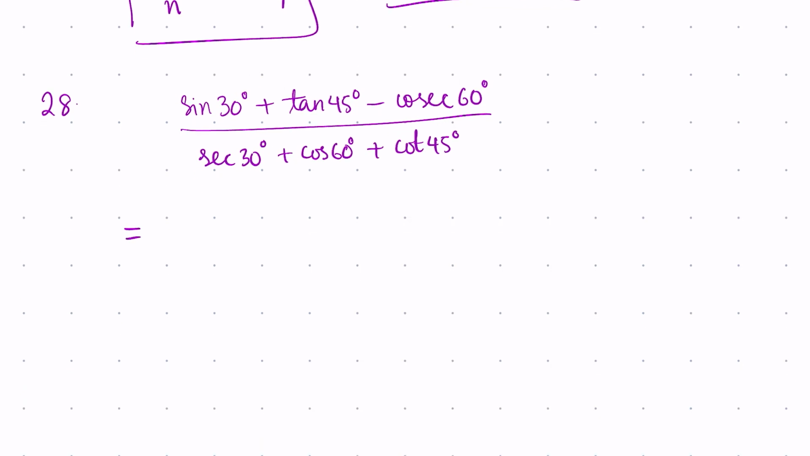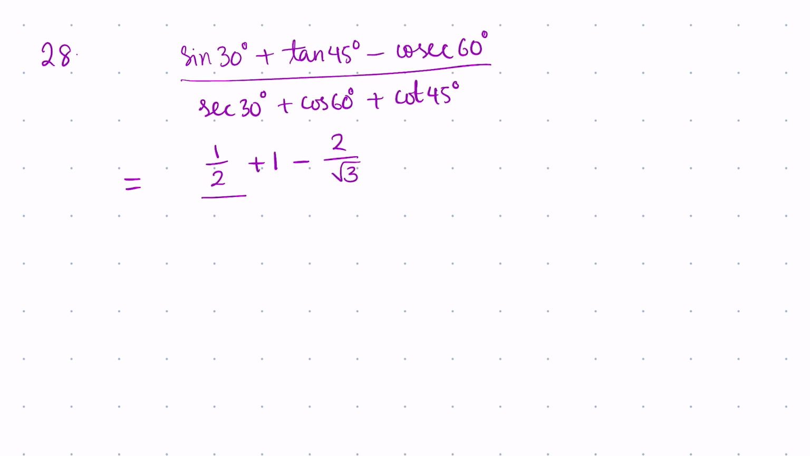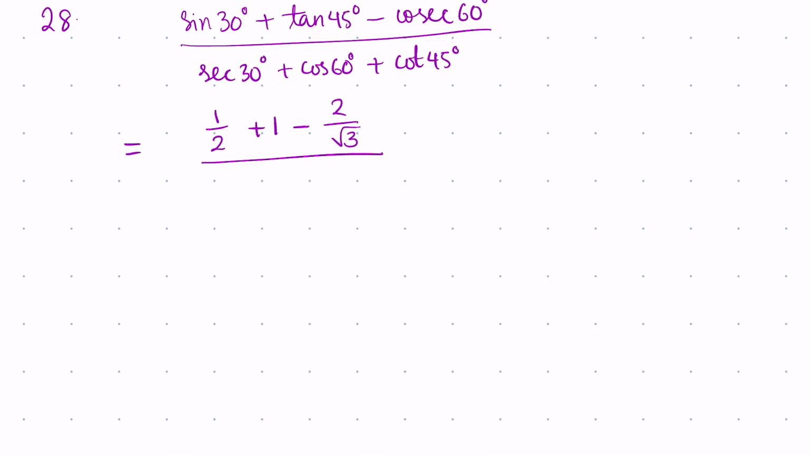So this whole thing is equal to what is sine 30? Sine 30 is 1 by 2, tan 45 is 1, cosec 60 is 2 by root 3, just the reciprocal of sine 60. So if you remember the values for 3, the other 3 are straightforward to figure out. What is sec 30? Well, sec 30 is 2 by root 3. That is the reciprocal of cos 30. Plus cos 60 is 1 by 2 and cot 45 is 1.